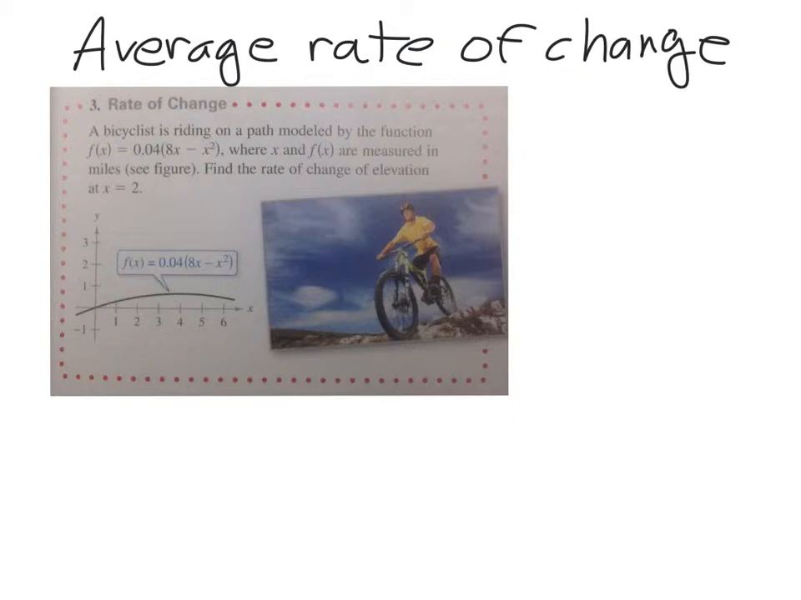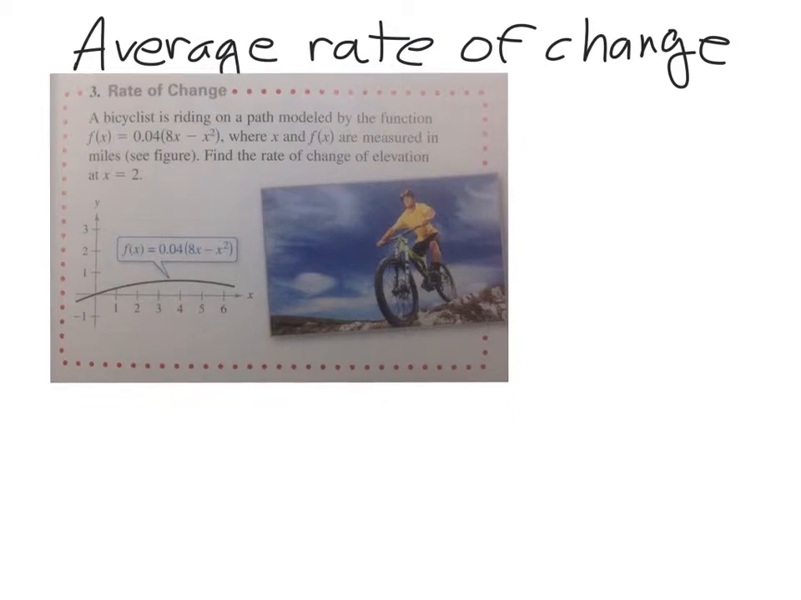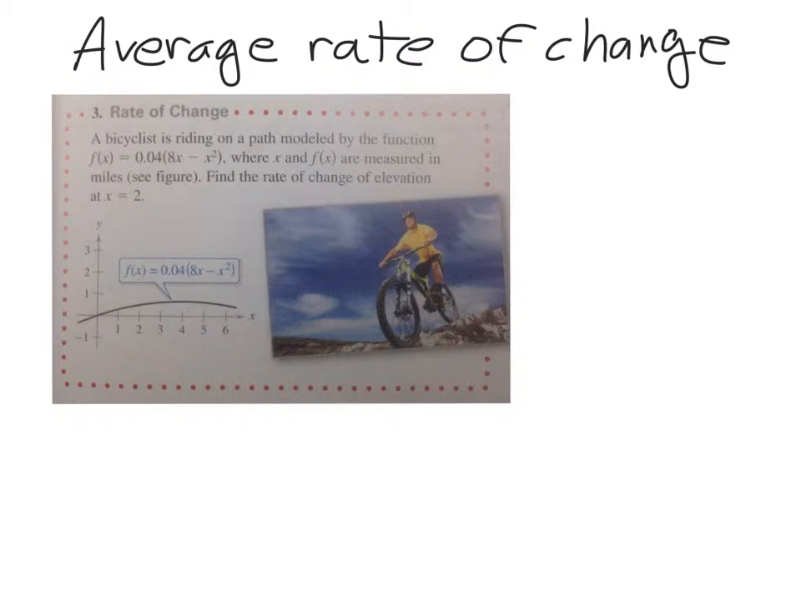Well, it's not the rate of change of velocity, but it's going to be calculated very similar to what we would with rate of change of velocity. Rate of change of elevation at x equals 2. What's another way to think of that as we're looking at this graph?